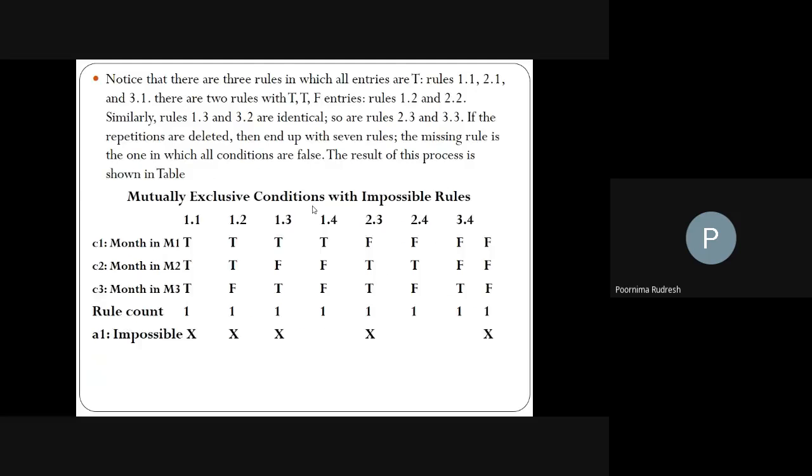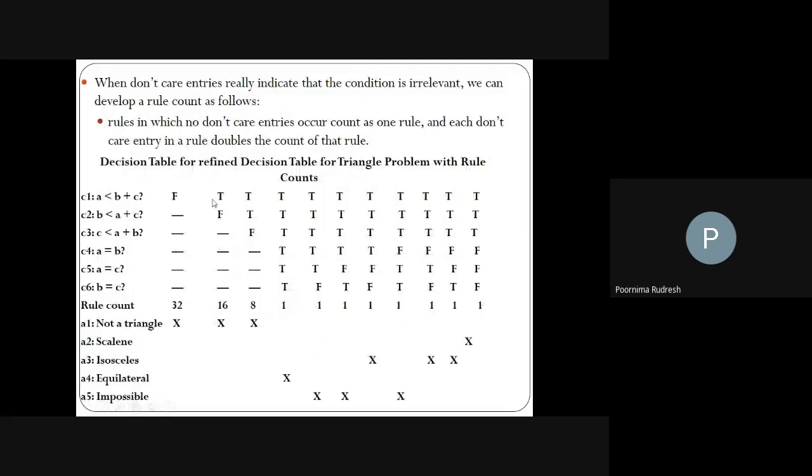See here in the decision table we have considered that case. In the condition C1 we have represented whether A is less than B plus C or not. If it is true, meaning if A is less than B plus C, then only it is possible to construct the triangle. If A is less than B plus C is false, then it is not possible to construct the triangle. So that is the test case we are considering.